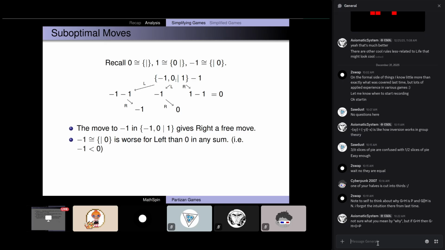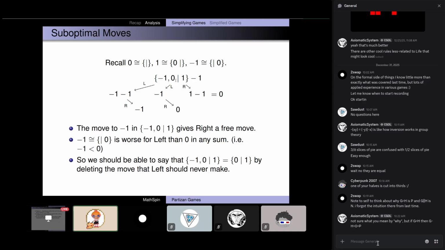And so, say that -1 is worse for left than 0 in any sum, and that's basically what definition 1 for inequality is meant to capture. So -1 is less than 0. And so this -1-0-1 game should be equal to 0-1, because left should never make that -1 move. That shouldn't matter in any sum, because left would never make the bad move. So these should be equal, morally, or intuitively.